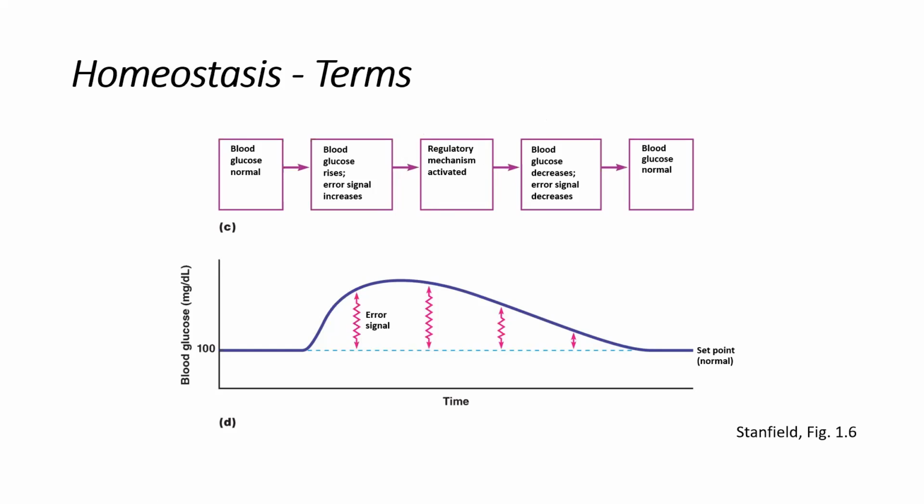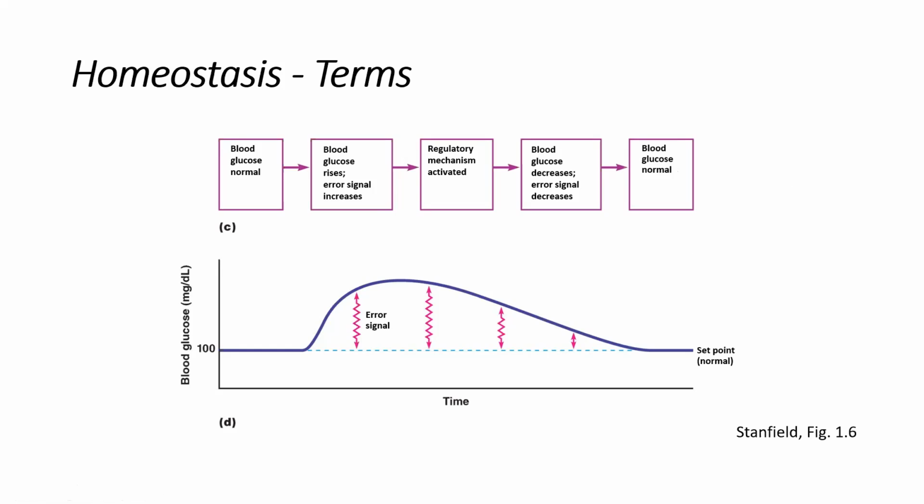And so that's going to help to lower that blood glucose back down to normal. We're going to call that the decreasing of the error signal as glucose is absorbed into our cells and used for energy. We then see that glucose leaving the blood. And so we decrease our plasma glucose, we decrease our error signal, and we get back down to our normal blood glucose.